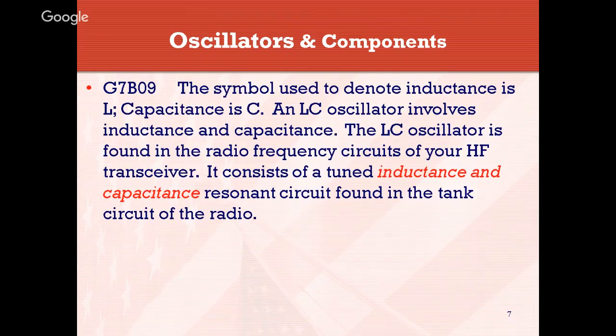The symbol used to denote inductance is L and capacitance is C. An oscillator circuit really contains an LC network. It involves inductance and capacitance. The LC oscillator is found in the radio frequency circuits of your HF transceiver. It consists of a tuned inductance and capacitance resonance circuit found in the tank circuit of the radio.